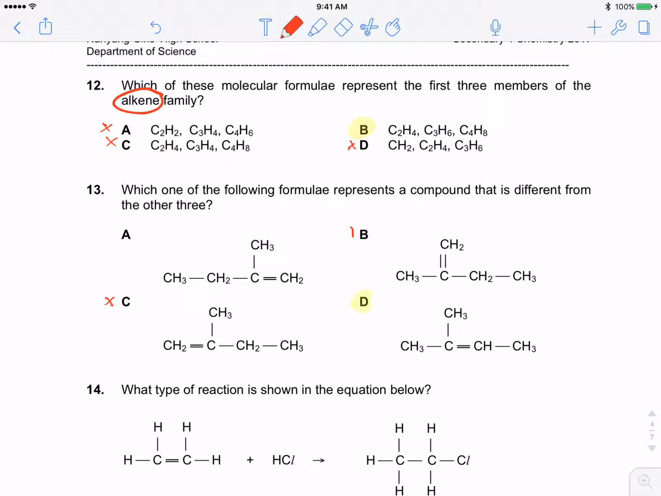So you must know, for alkenes, we start out with ethene, which is C2H4. Remember that the general formula for alkene is CnH2n. Okay, so we have C2H4 followed by C3H6 followed by C4H8. So the answer is B. And it cannot be any of the other answers.